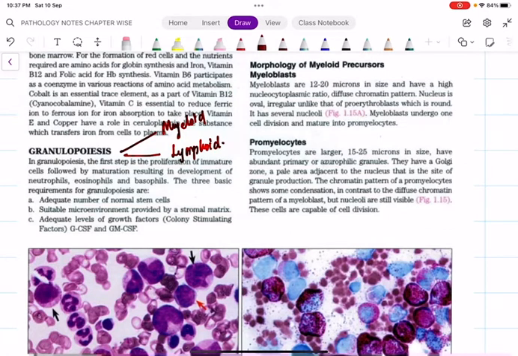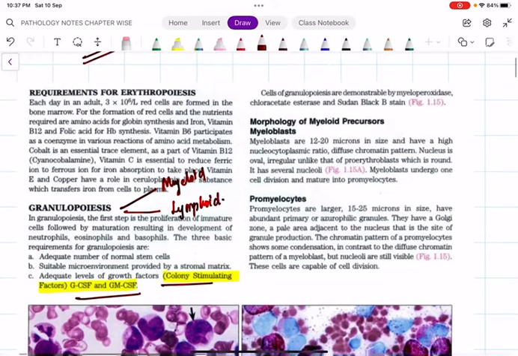For both of these, we require two important growth factors. One is colony stimulating factor, G-CSF, that is granulocyte colony stimulating factor, and granulocyte monocyte colony stimulating factor. Okay, fine. So remember, there are some special stains.